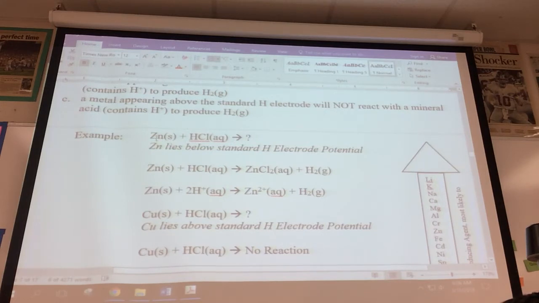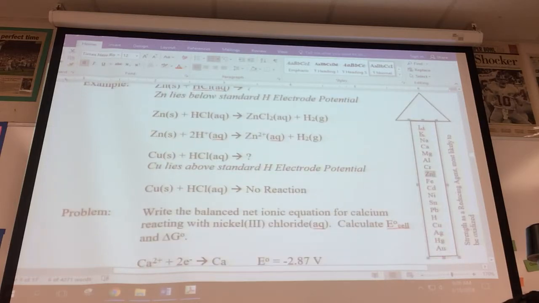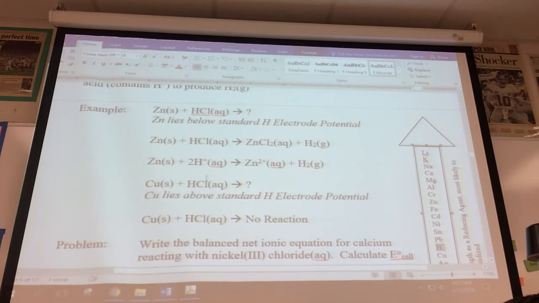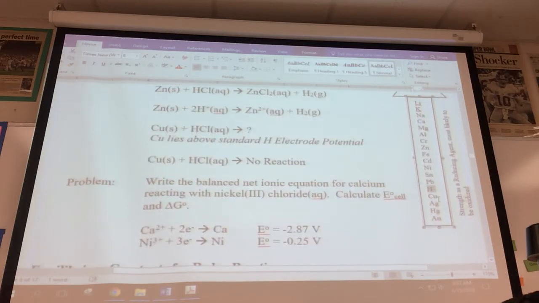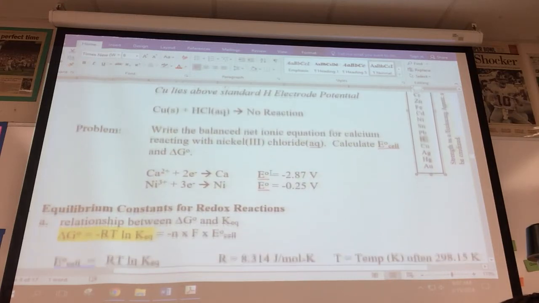So here, zinc lies below the standard hydrogen potential, and as a result, it can displace. Here it would be shown above hydrogen as a more active metal, where if copper can't displace hydrogen, you can see it below on the activity series. On the standard reduction potential, you'll see it lying above. And that's just one thing that helps make these two pieces fit together.